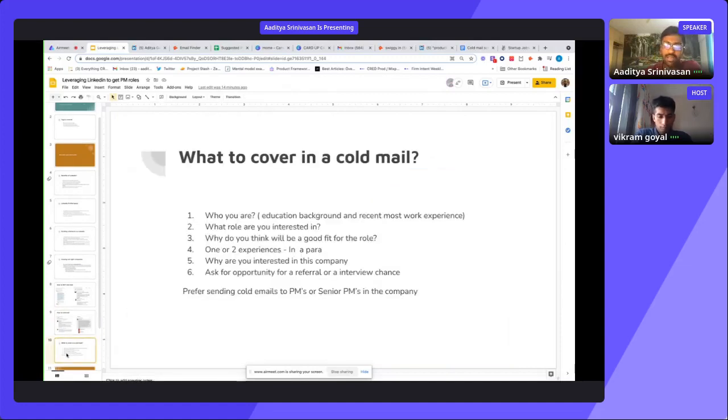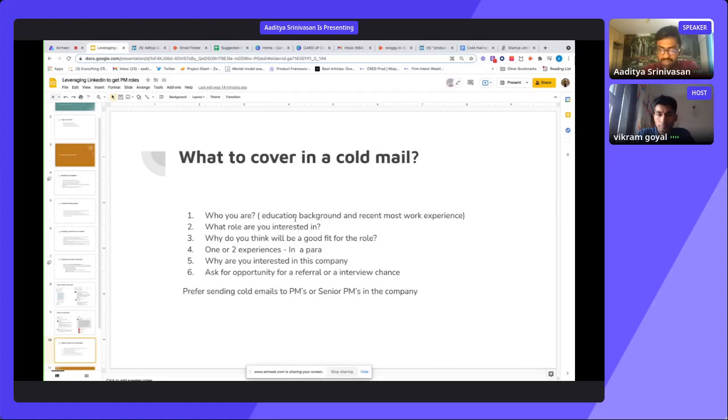Now, a basic framework for a cold mail: the first question is who you are, your education background, and your most recent work experience. The second thing is what role you are interested in. If you're interested in a product management role or a development role, do explain your interest as well. The third thing is why you think you will be a good fit for the role. Maybe your prior experiences, maybe you took a particular case study or boot camp and learned about it. Do explain in one or two lines. Then maybe some experiences.